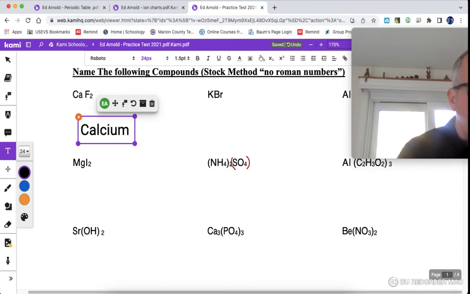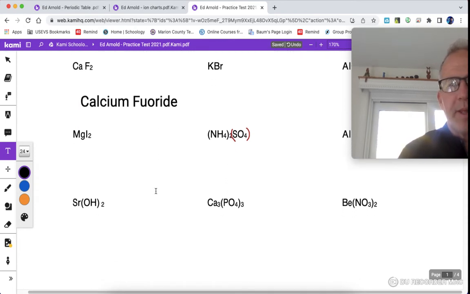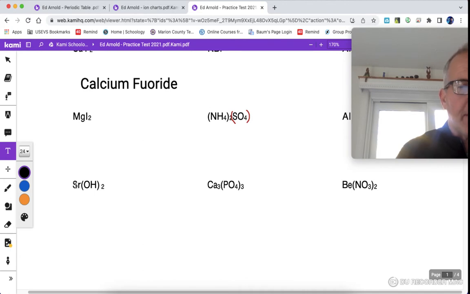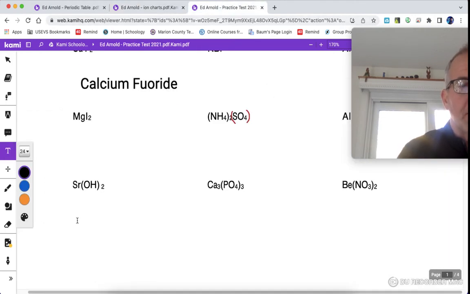No prefixes, nothing like that. Just write out what it has on that chart. And there we go. Let's do one with the polyatomic ion. Right here, Sr. Find Sr on the chart. Strontium, right there. So I'm going to write out strontium.